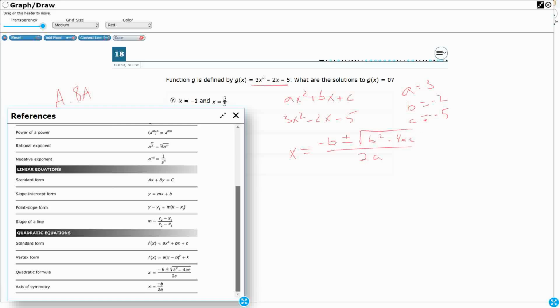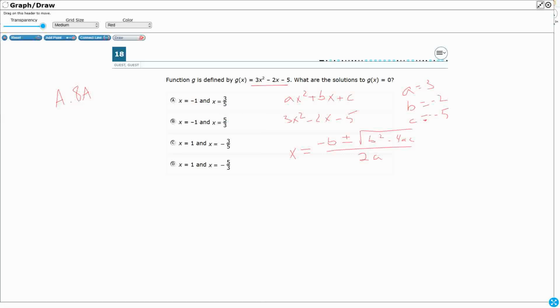So at this point, we are now just plugging in values. So x equals negative, and then my b is negative 2. So that's going to end up being a positive 2. B squared, so negative 2 squared, minus 4 times a times c. I've got a negative 5 back there, so the minus 4 and the minus 5 are going to end up being a positive. And then I've got a 2 times a, which is 3. So let's start simplifying. We're going to see negative, negative 2. That's going to be 2 plus or minus.